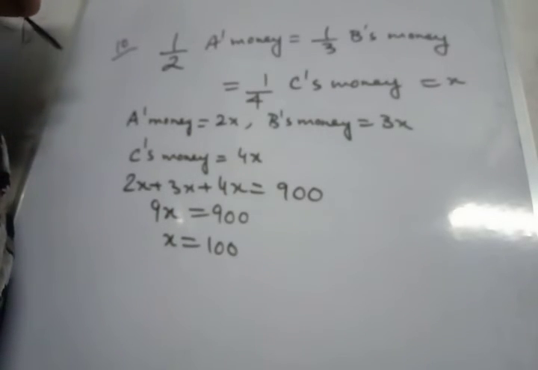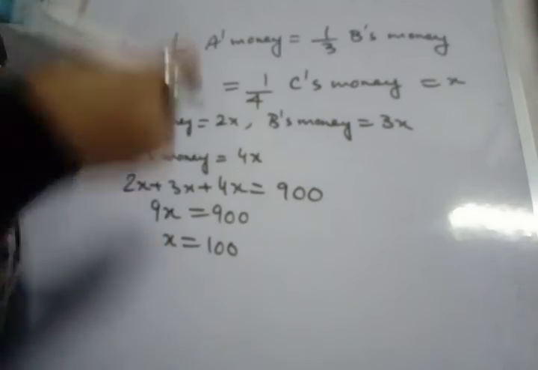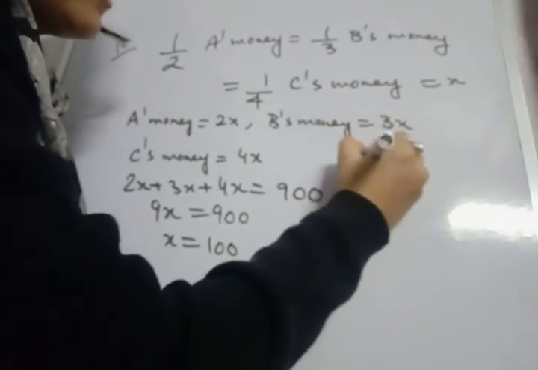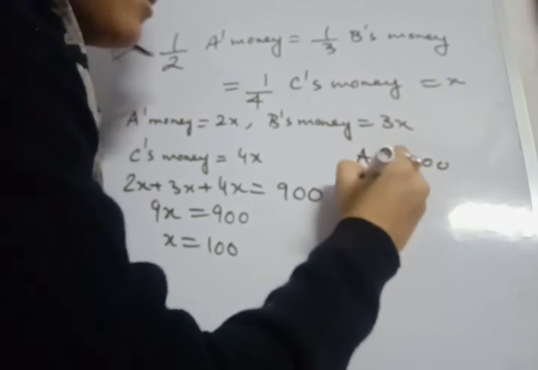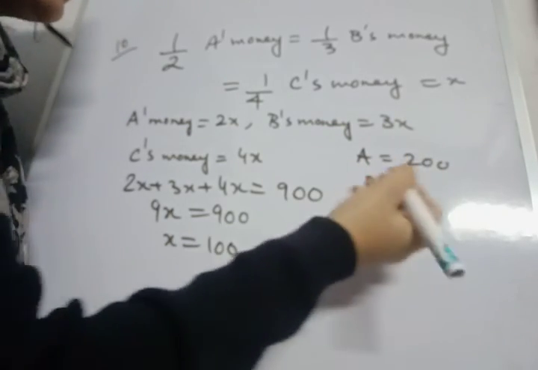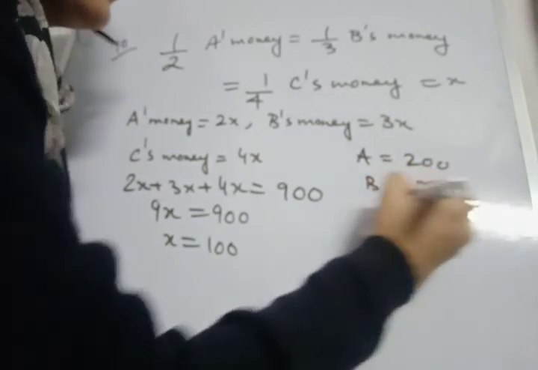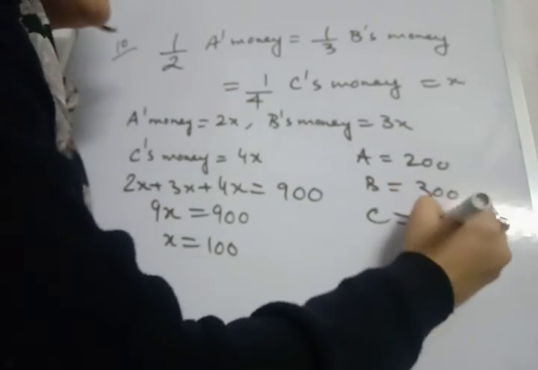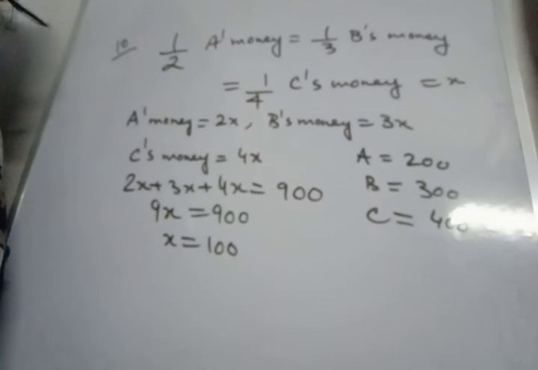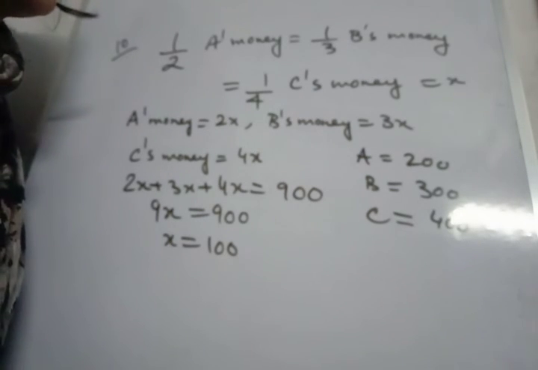Now we have to find the individual money received by A, B and C. So A, we have 2x. So 2 into 100, that's 200. B is 3x. So 3 into 100, 300. C is 4x. That's 4 into 100, 400. So these are the individual amounts received by A, B and C respectively.